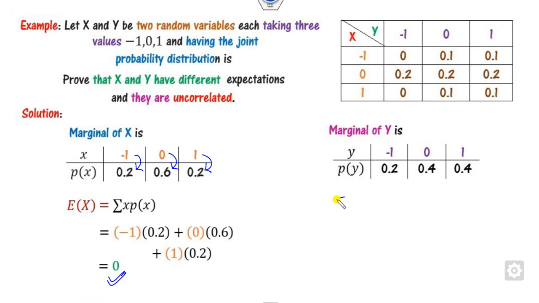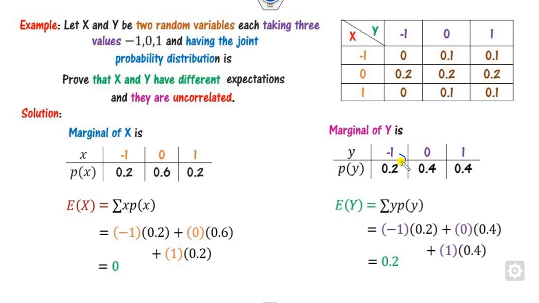Similarly, you can find the expected value of y, again as this into this, and here it clearly says that the expected value of x is not equal to the expected value of y. It means they have different expectations.